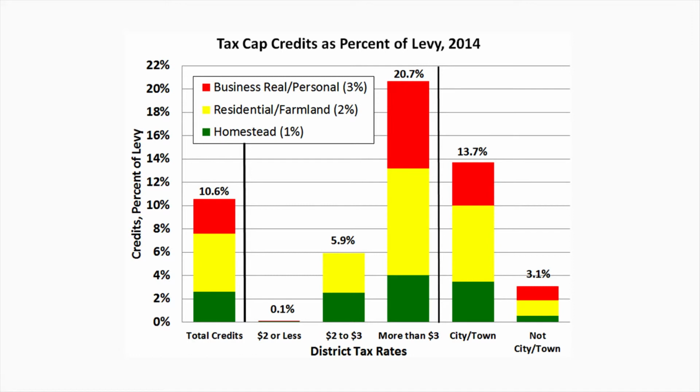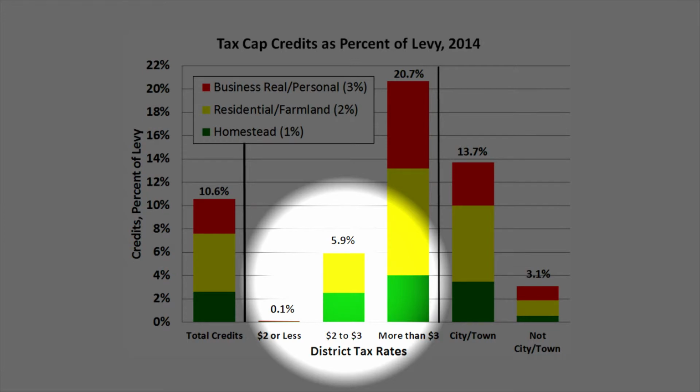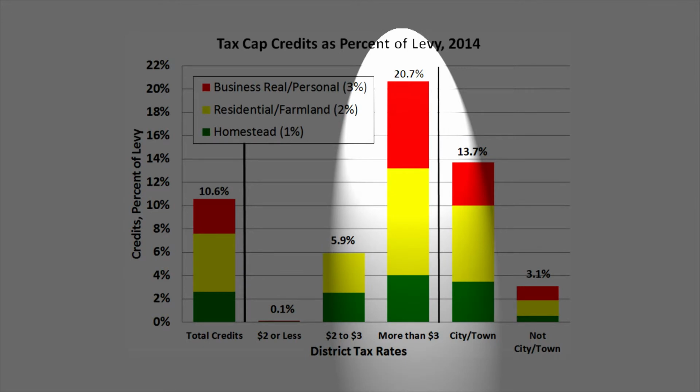Farmland is in the 2% category too, but almost all farmland is outside of cities and towns. Tax rates in rural areas are usually less than $2, so most farmland doesn't qualify for tax cap credits. Look at the tax rates. Tax cap credits are near zero in tax districts with rates less than $2. Only the highest valued homesteads qualify for credits with rates that low. Where rates are between $2 and $3, rental property qualifies, and tax cap credits are higher. Where rates are more than $3, business property starts to get tax cap credits. In these higher tax districts, the tax break and revenue loss from the tax cap credits average more than 20%.